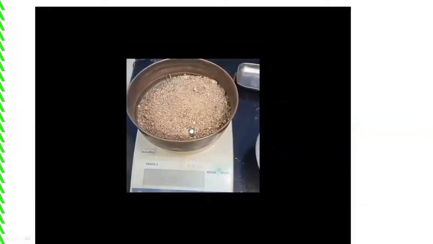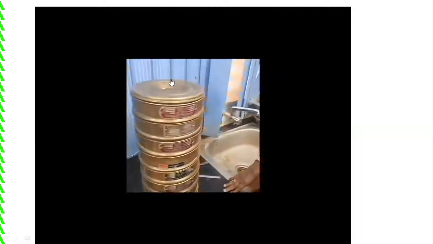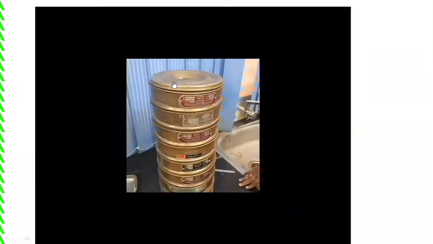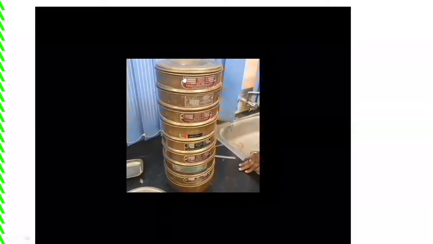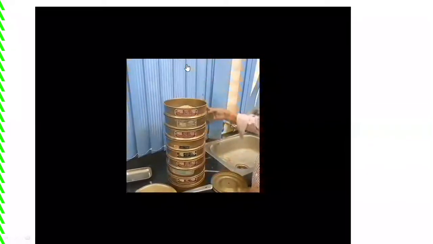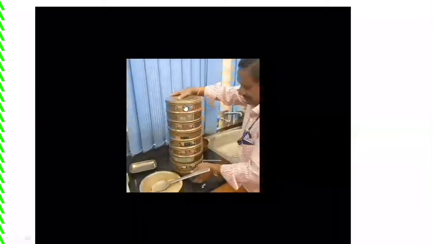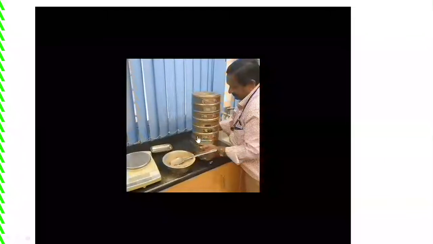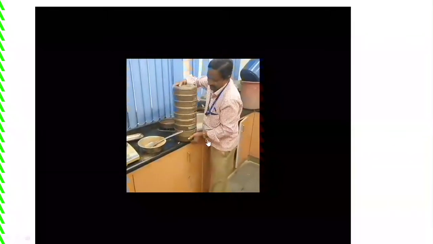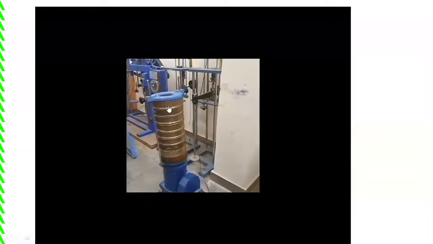After pouring the soil sample on the tray, this entire soil sample has to be placed on the IS standard set of sieves, like this. The lid has to be placed on top of the 4.75 mm sieve, and then this entire set of sieves is to be placed on the mechanical sieve shaker, and it has to be run for 10 minutes.